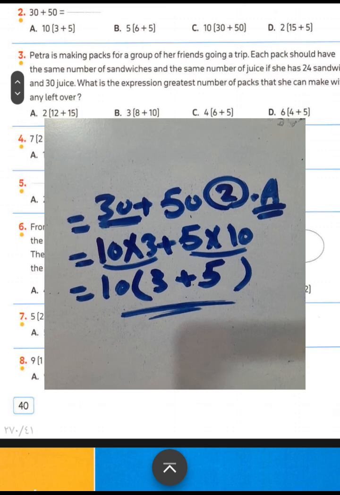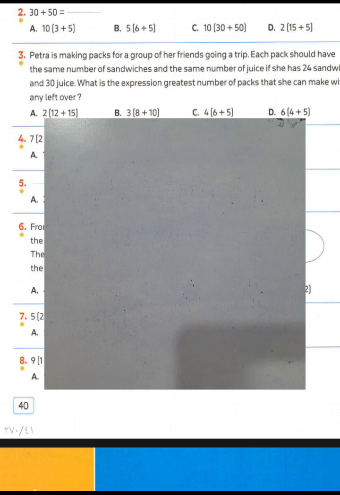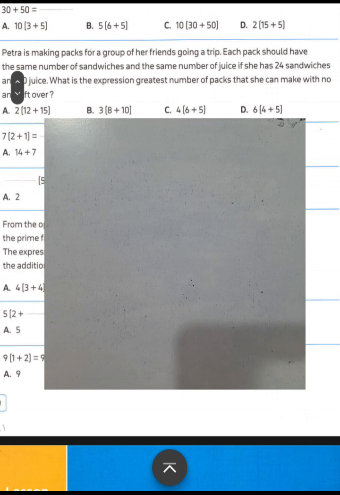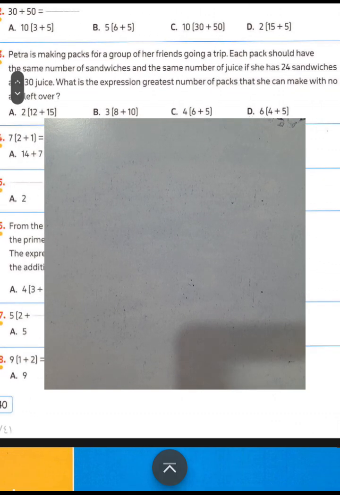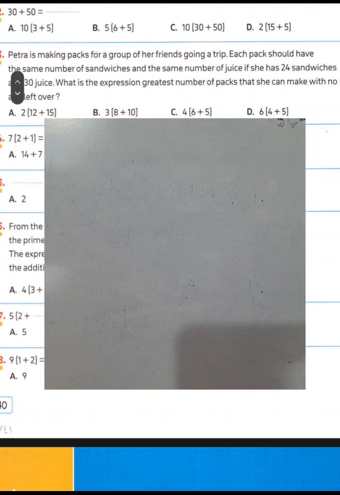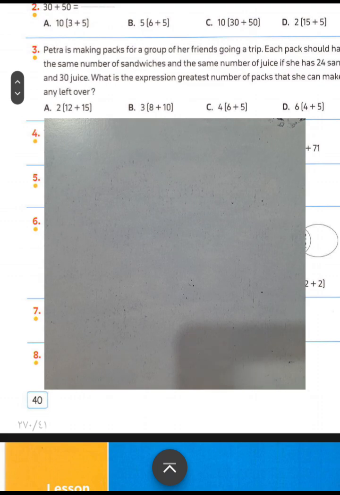Question number 3. Petra is making bags for a group of her friends going on a trip. Each bag should have the same number of sandwiches and the same number of juices. If she has 24 sandwiches and 30 juices, what is the greatest number of bags that she can make with no leftovers?